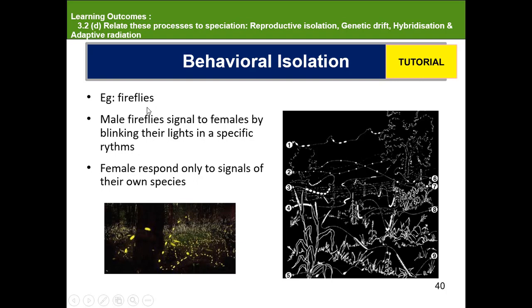Another example about behavioral isolation, fireflies. Male fireflies signal to females by blinking their lights in a specific rhythm. So the females respond only to the signals of their own species. Different rhythms for different species.